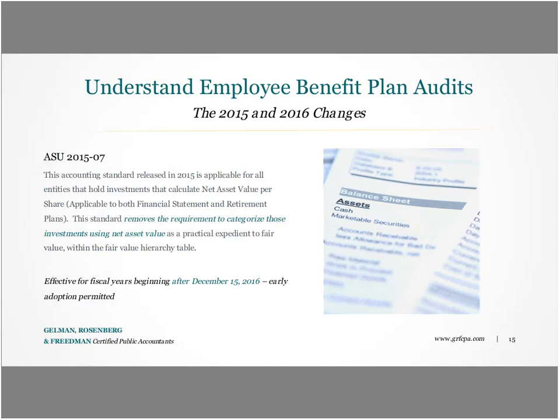So this standard removes the requirement to categorize those investments that are using net asset value as an expedient for fair value. You are no longer required to include them within the fair value hierarchy table. And so, that's the table where you have your investments and they're categorized as a level 1, 2, or 3, based on the level of inputs it took to arrive at that fair value amount.